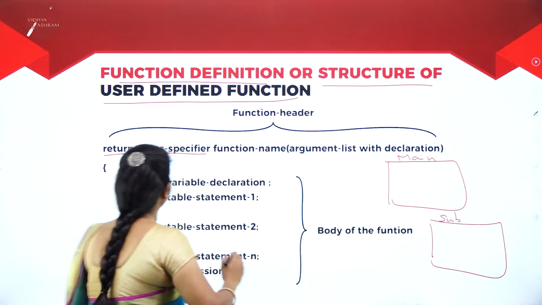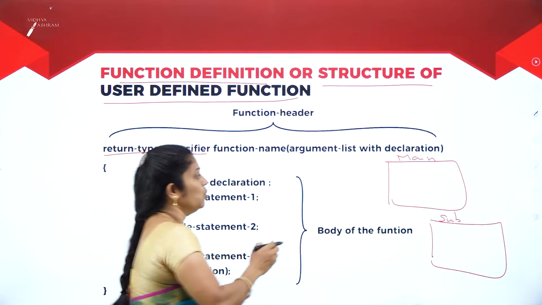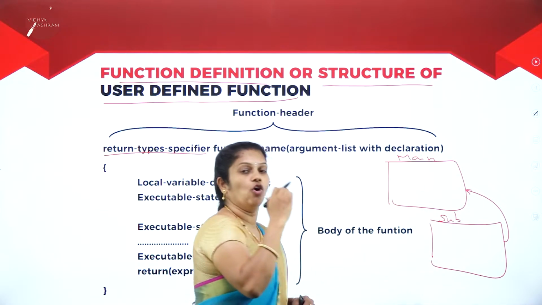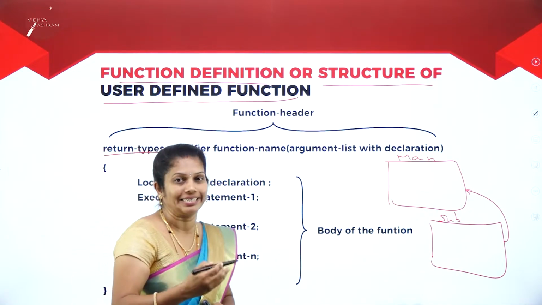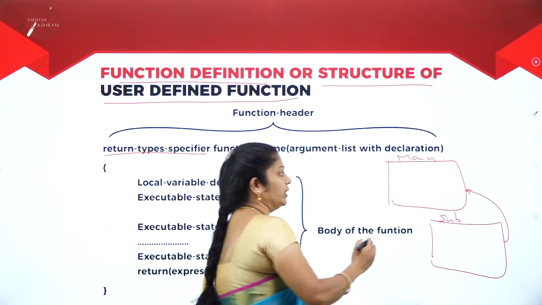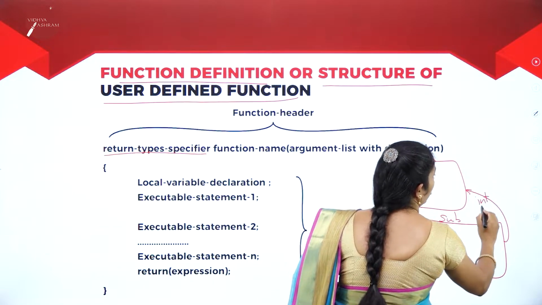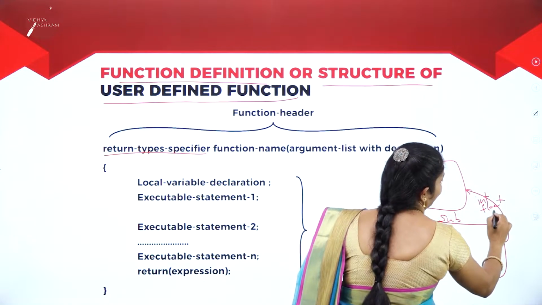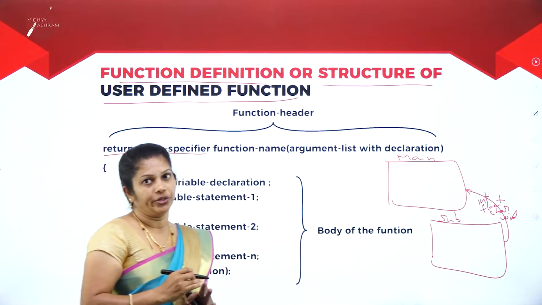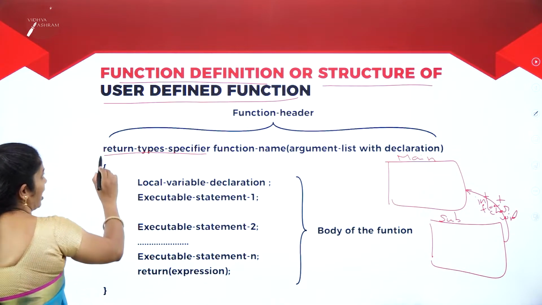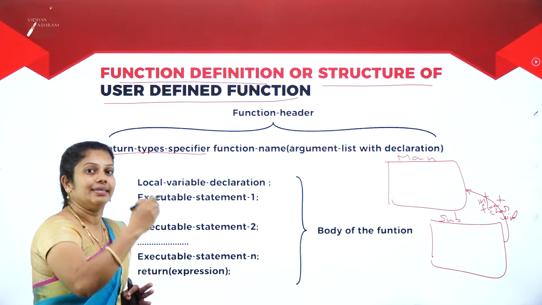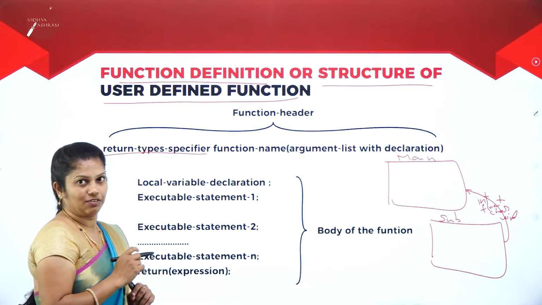Whereas here, the return type specifier will tell you, after calculation in the subprogram, which type of value we want to return or generate to the main program, whether it may be integer format, float format, character format, or word format. The return type specifier means after calculation which type of value we want to return. That is what the return type specifier is.